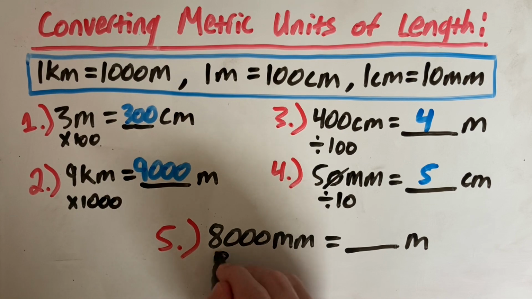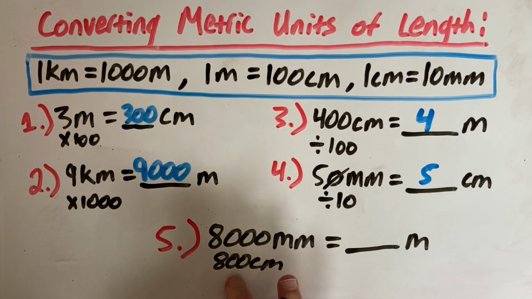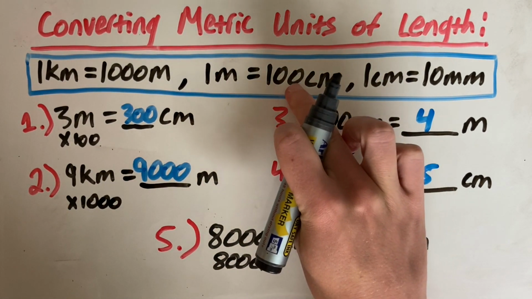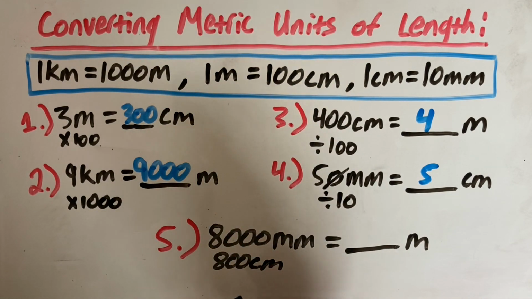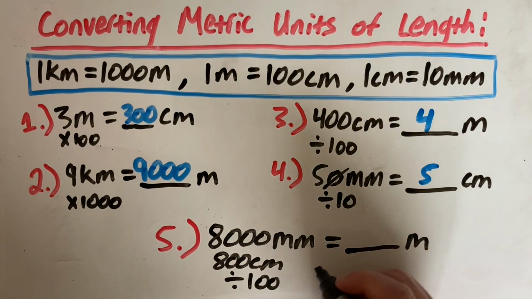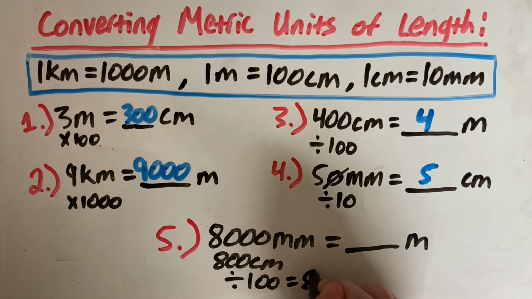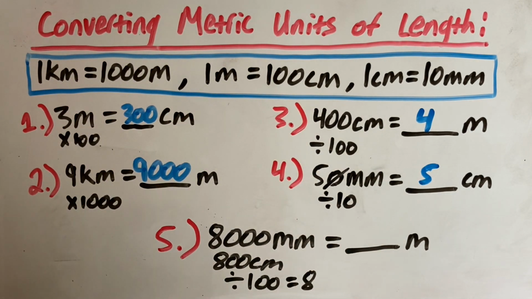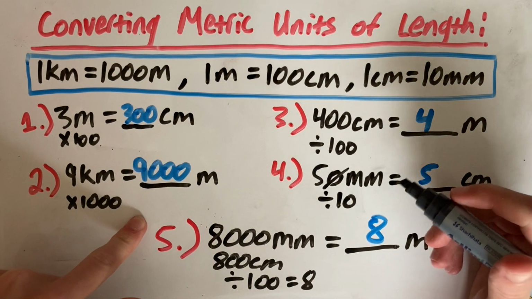Now we can go directly from centimeters to meters. To do that, we're dividing by 100 this time because 1 meter is equal to 100 centimeters. So we're taking away 2 zeros or dividing by 100, whichever way you want to think about it. That means that 800 centimeters divided by 100 gives us 8 meters. So 8,000 millimeters is equal to 8 meters. That one has one extra step. And if you get good at this, you can even go directly from millimeters to meters.